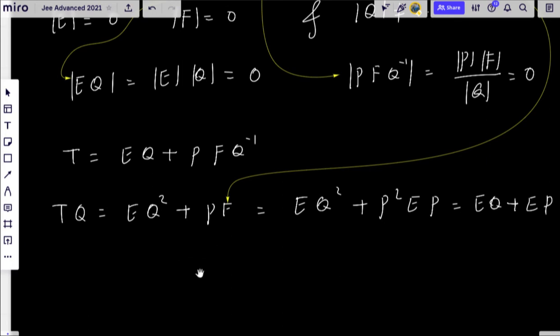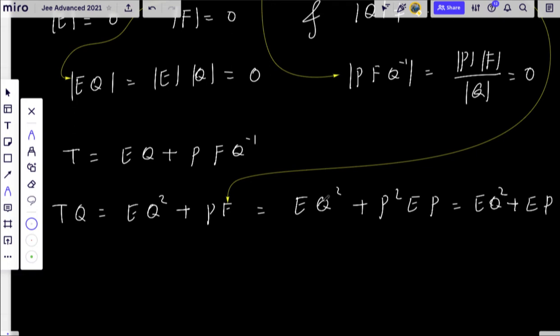Okay. So EQ plus EP. No, sorry, this is EQ square. Forgot this EQ square. You can take out E common. So once you get E common, that will become Q square plus P. Okay, so that is Q square plus P.